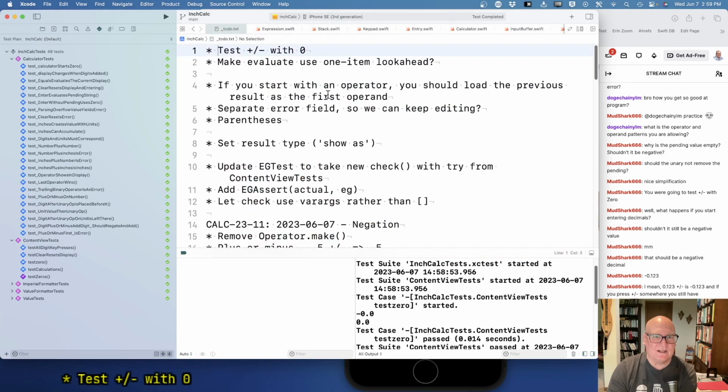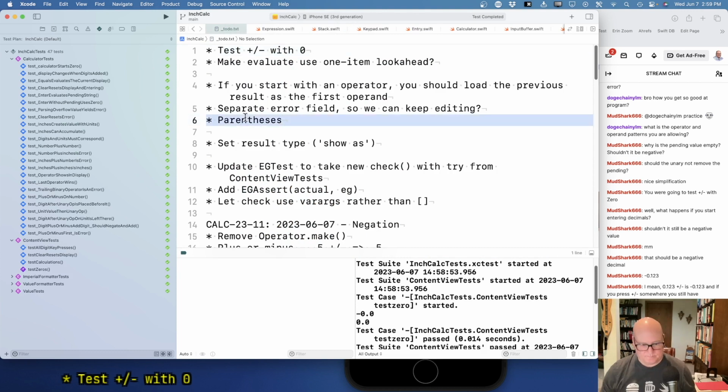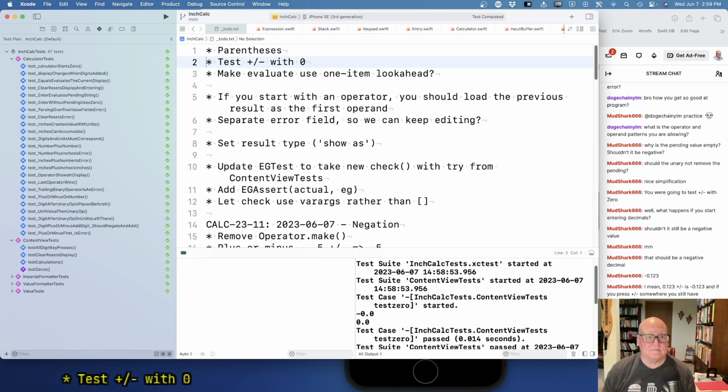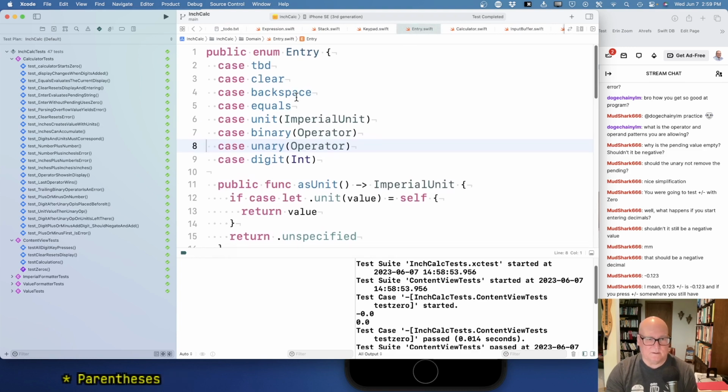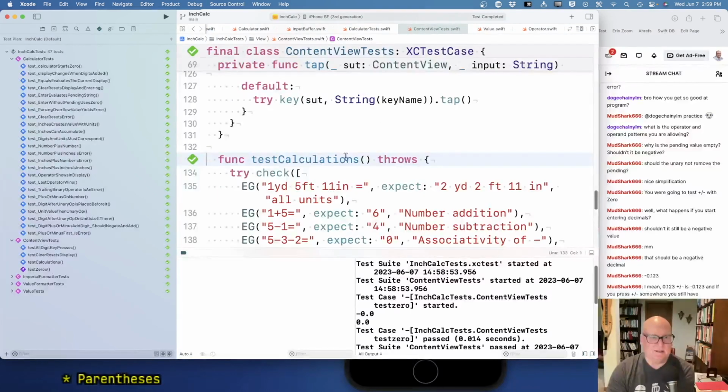I would like to try our parentheses. Okay. And I feel like that should be really straightforward. Do we have an entry for it? We don't. Okay, I don't know. Sometimes we start at the front end, and sometimes we start in the back end.